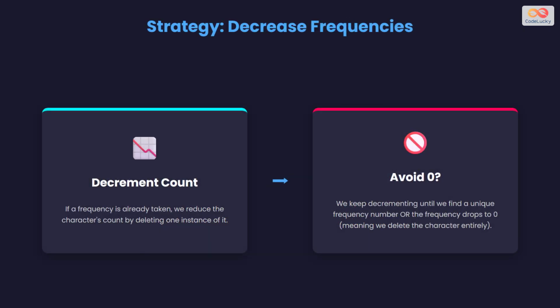Our strategy is simple and greedy. We iterate through our frequency counts. If we encounter a frequency that is already taken by another character, we decrement the current character's count, effectively deleting one instance of it. We keep doing this until we find a frequency that isn't used or until the count drops to 0, meaning the character is completely removed.